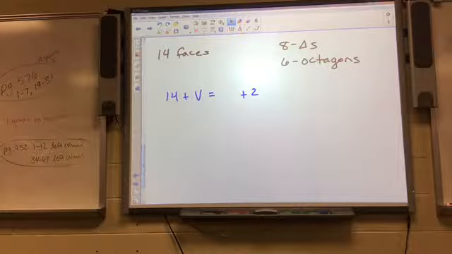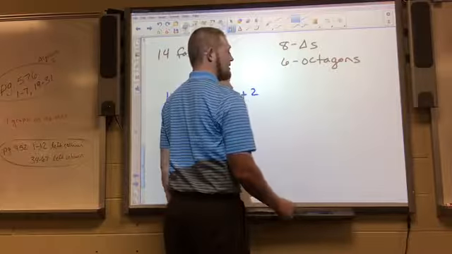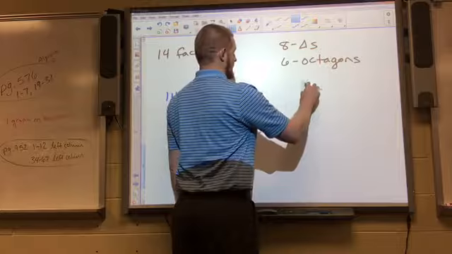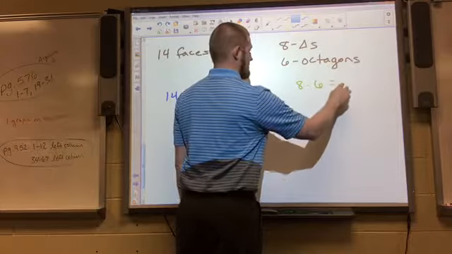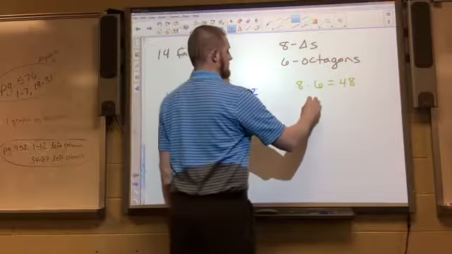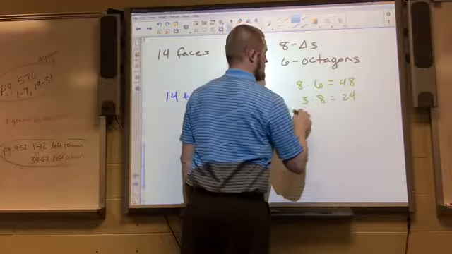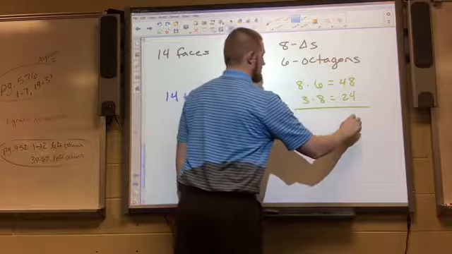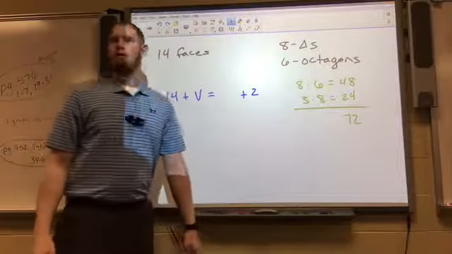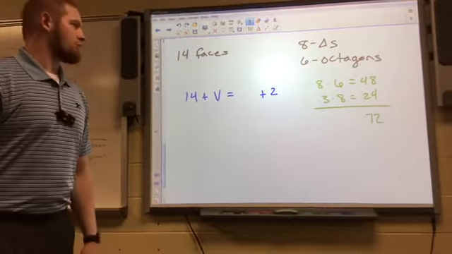Anybody got a guess as to what we're going to have to do? Okay, so we're going to figure out how many edges are on the octagons. How many edges are on an octagon? And I have how many octagons? So I have 8 edges and I have 6 of those, which is... okay, how many edges does a triangle have? And I have 8 of those, so I have a total of how many edges? What's that? Yeah, so they share sides, right?